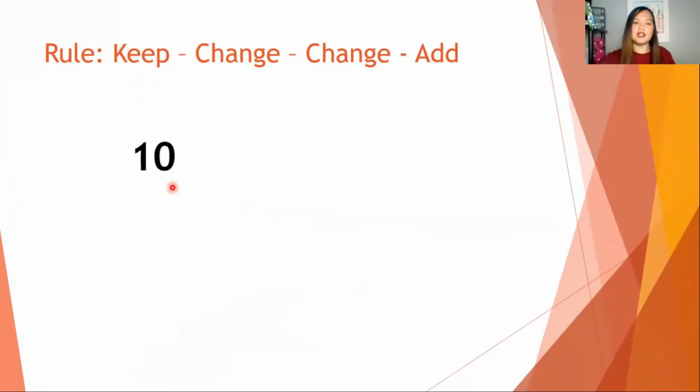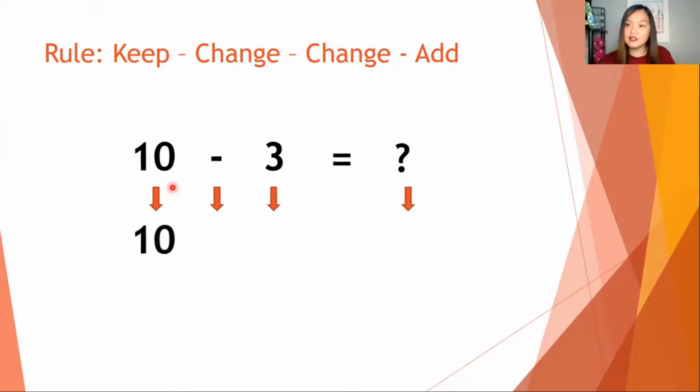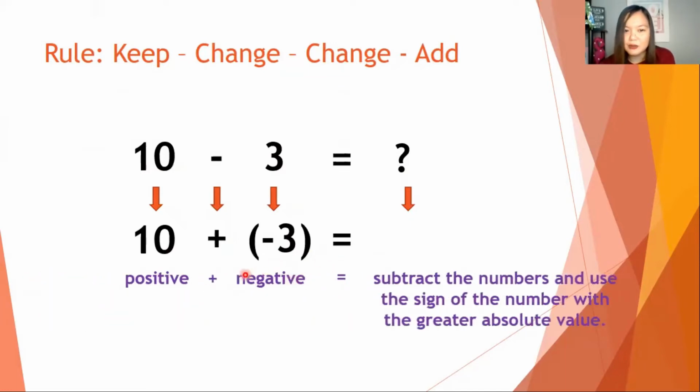Okay. So let's have an example. If you have 10 minus 3 equals, what is it? Of course, it's 7. But if we deal with the rules of signs, you have 10. We have to keep that. You keep the first term. You change minus to plus. And change the second term to negative, and you have positive plus negative equals, subtract again, then check the sign. They do not have the same sign, so you subtract. 10 minus 3 is 7, but the greater absolute value is 10. So the sign of 10 is positive, so your answer is positive 7.